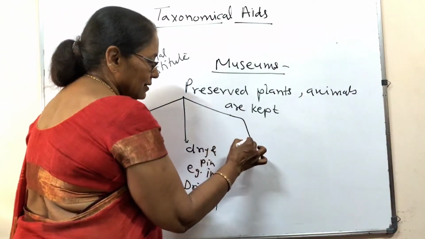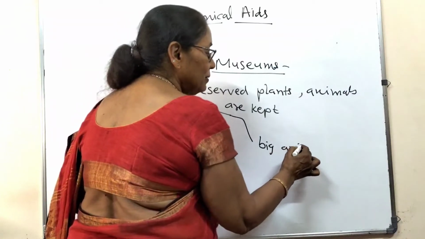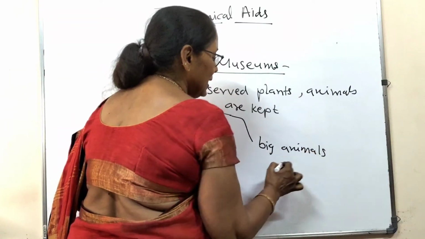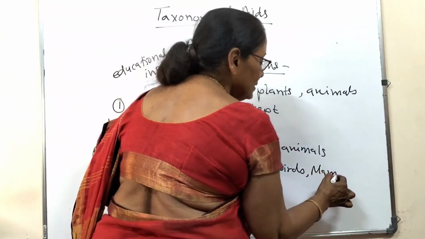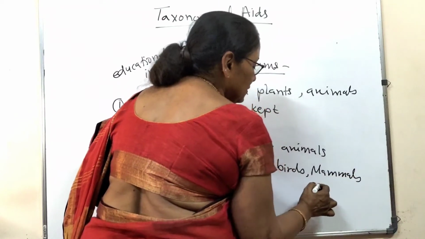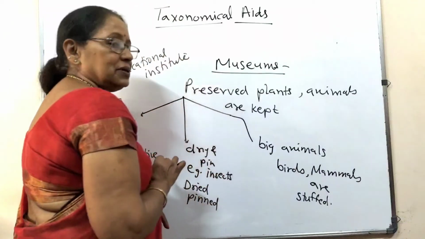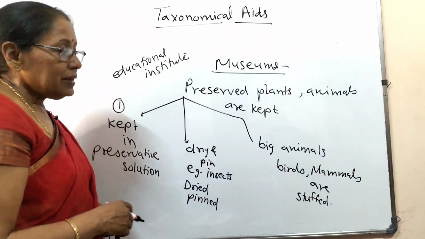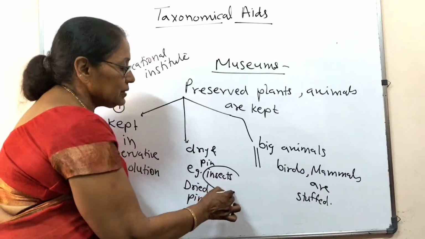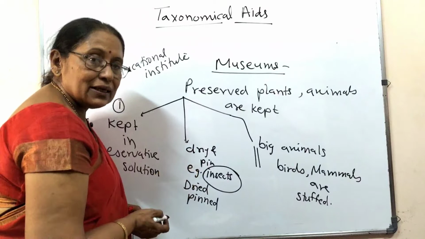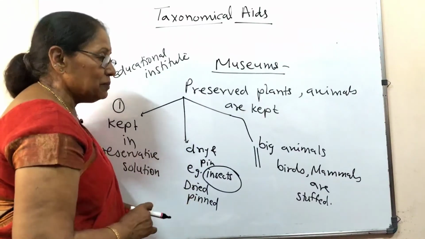That box is there for reference, where the different insects will be found. What is the next? Some big animals like birds and mammals are stuffed. Their body is stuffed to preserve them. Fine. Here also, this is one neat question: the process by which insects are kept in a museum. So they are dried and then pinned in the box.